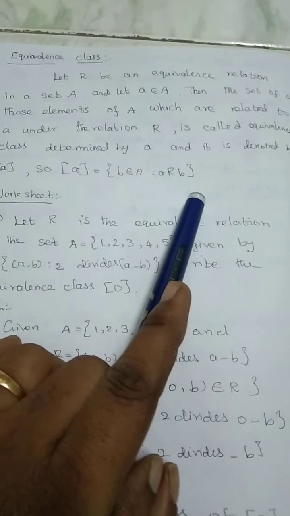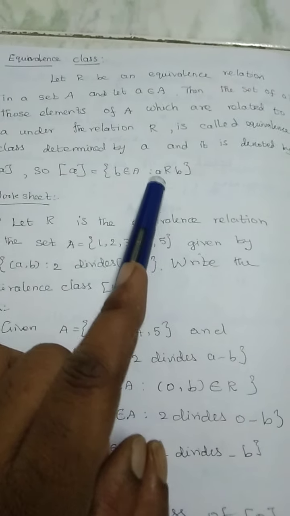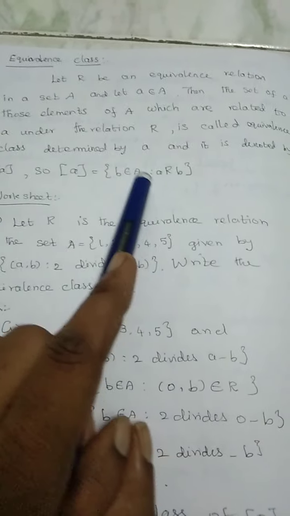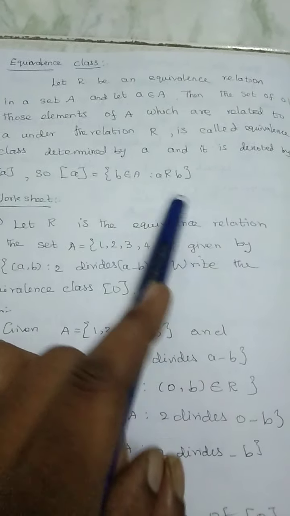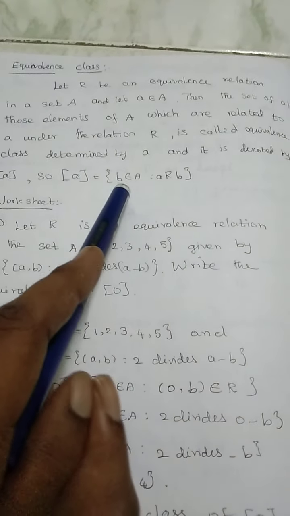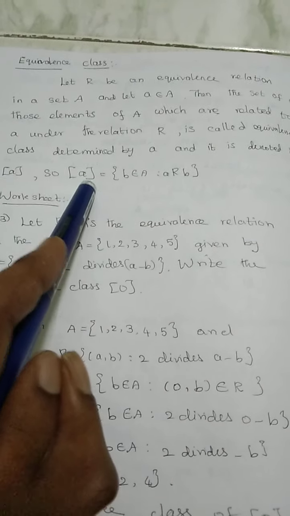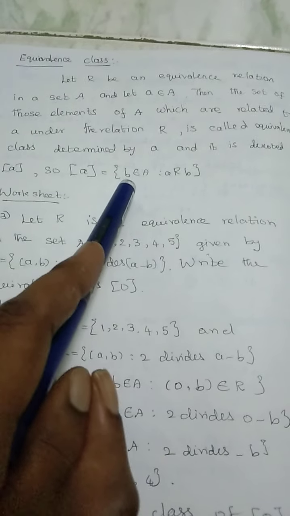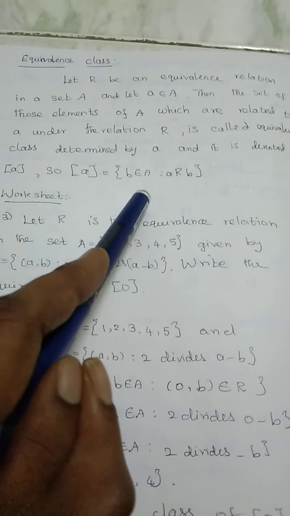This b comes from capital A, and this a also belongs to capital A. So a is related with b. This is called the equivalence class of a. This b is not fixed, but this a is fixed. This fixed element gives the equivalence class of a, and this b is varying. Sometimes it becomes b, sometimes c, sometimes d. That is, whatever elements are in A.